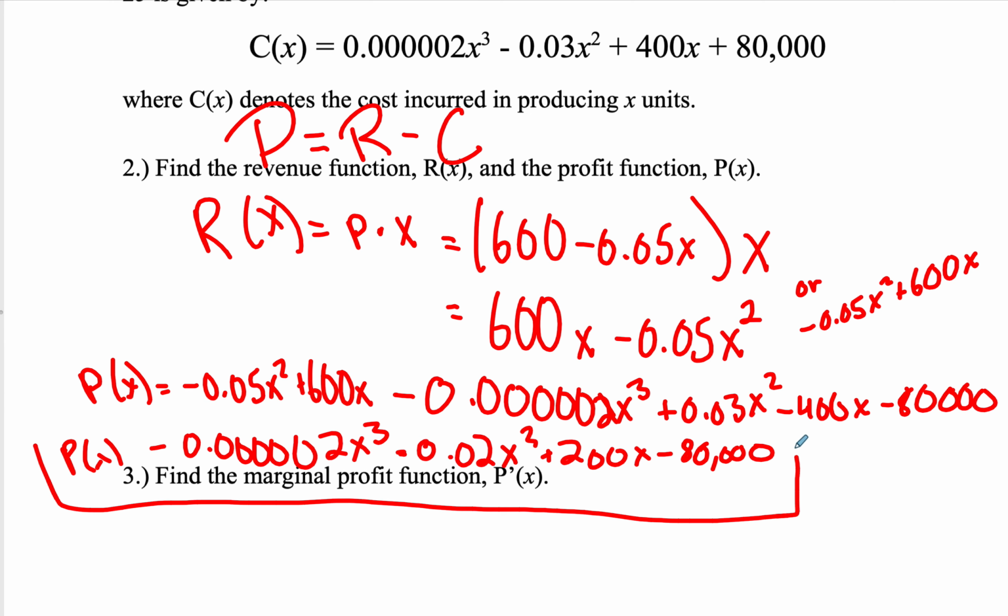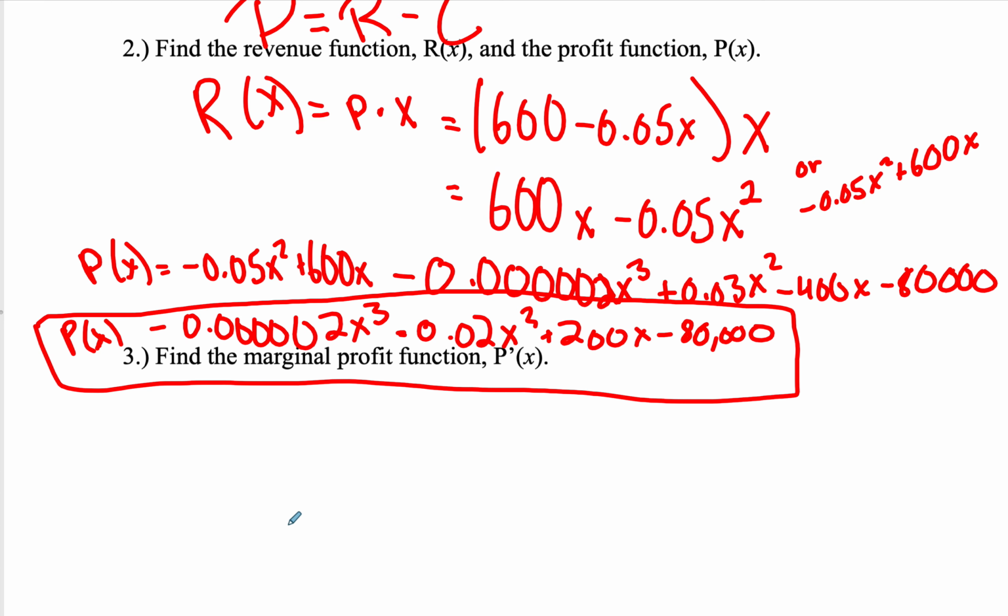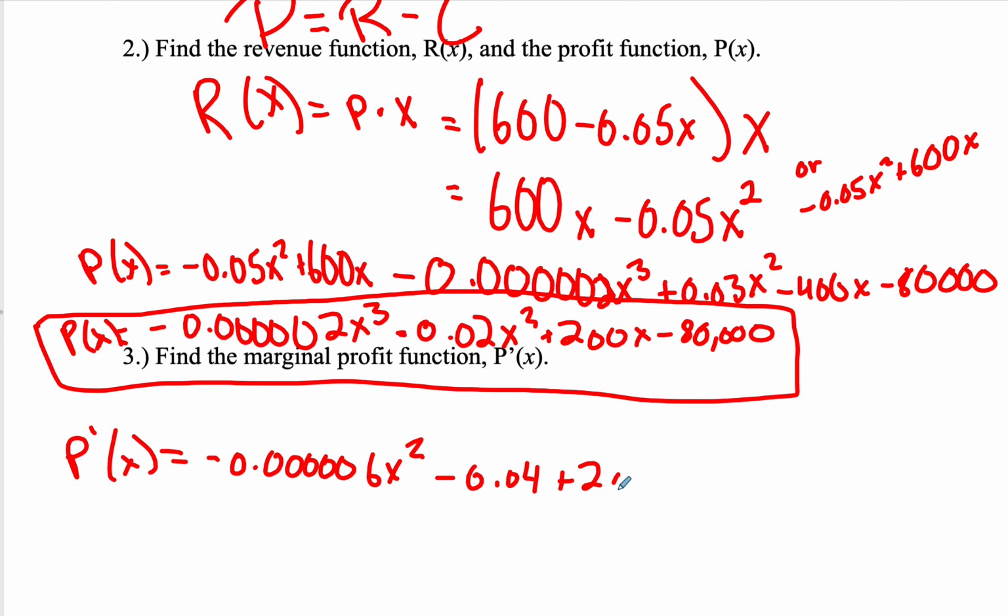So what this tells me, and I'll move that in a second, is that if I produce and sell x number of things, this is the total profit I'm going to make. And so where we're going with this is the marginal profit function. I'm going to find that by using the power rule and a sum rule, or difference rule, I guess. So here I bring the power down. I get 3.6 x squared minus 4/100 x plus 200.